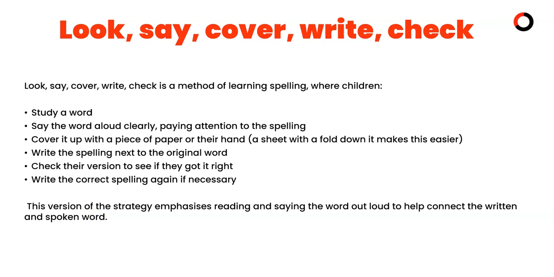And it is the look, say, cover, write, check, which is a method of spelling where children study the word, say the word aloud clearly, pay attention to the spelling, cover it up with a piece of paper or their hand, write the spelling next to the original word, check their version to see if they got it right, and write the correct spelling again if necessary. This version of the strategy emphasizes reading and saying the word aloud to help connect the written and spoken word.